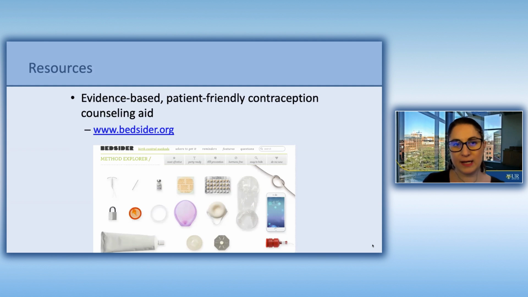This is a really nice reference for both providers, but also patients. More so patients, I would say. It's called bedsider.org, and it's evidence-based, but really patient-friendly. This is a screenshot of their homepage. If you click on each of these, I'm a visual learner, and I think a lot of patients are. If you click on each one of these little pictures, it's a nice opportunity also to talk about Angela. If she walked into your office, you could be like, yep, we're not going to offer tying your tubes, right?